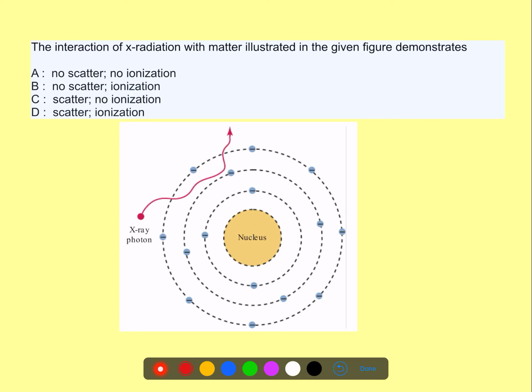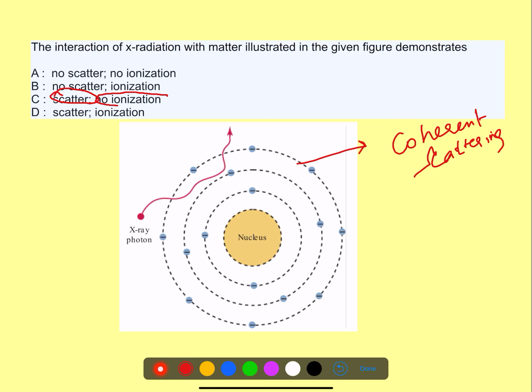The interaction of X-ray radiation with matter illustrated in the given figure demonstrates. So this is a figure given for coherent scattering. In coherent scattering, there will be scatter, but there is no ionization. So the option is C. So scatter is present, but ionization is absent.